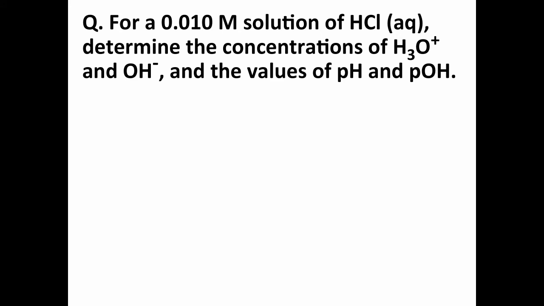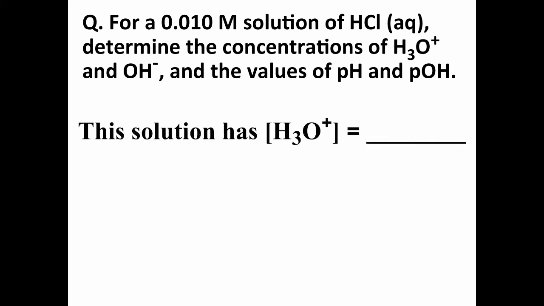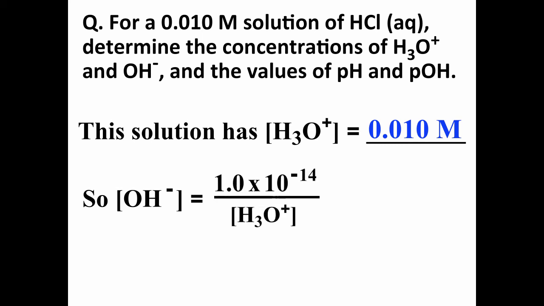So for our last example on this screencast, we have a 0.01 molar solution of hydrochloric acid, and we'd like to determine the concentrations of the hydronium ion, the hydroxide ion, and the pH and pOH values. And we'll start with what we know, which is HCl is a strong acid, so it fully dissociates. So if we have a 0.01 molar solution of HCl, we get 0.01 molar H3O+, fully dissociated into hydronium or hydrogen ion.